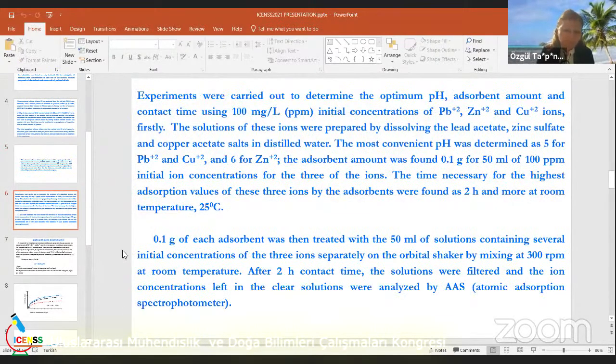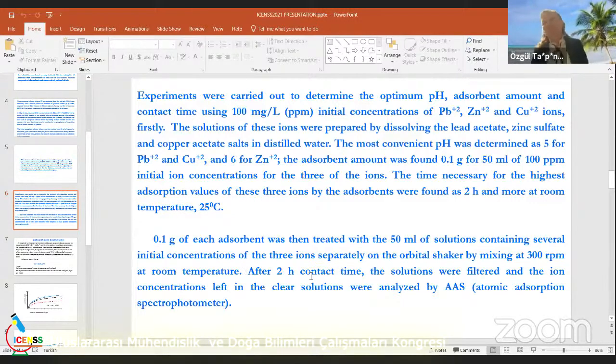When we compare the adsorption capacities of heavy metal ions of these materials, we have taken 0.1 gram of each adsorbent, and we have treated 50 milliliters of solutions containing lead, zinc, and copper ions. In the pretreatments, to define the optimum pH, the optimum time, and the amount of the adsorbents, we have done some experiments, and we have found that around pH 5 and 6, a 2 hours treatment is enough to obtain the equilibrium conditions.